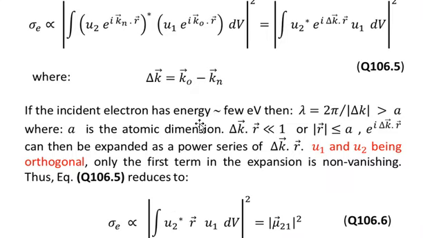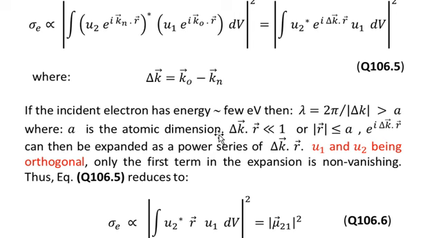If the incident electron has energy of the order of a few electron volts, then the wavelength corresponding to the electron beam, that is the de Broglie wavelength, will be much larger than the dimensions of the atom A. So we have written that lambda is much greater than A when the electron beam is of the order of a few electron volt. And lambda can be written as 2 pi divided by the absolute value of delta K, where A is the atomic dimension.